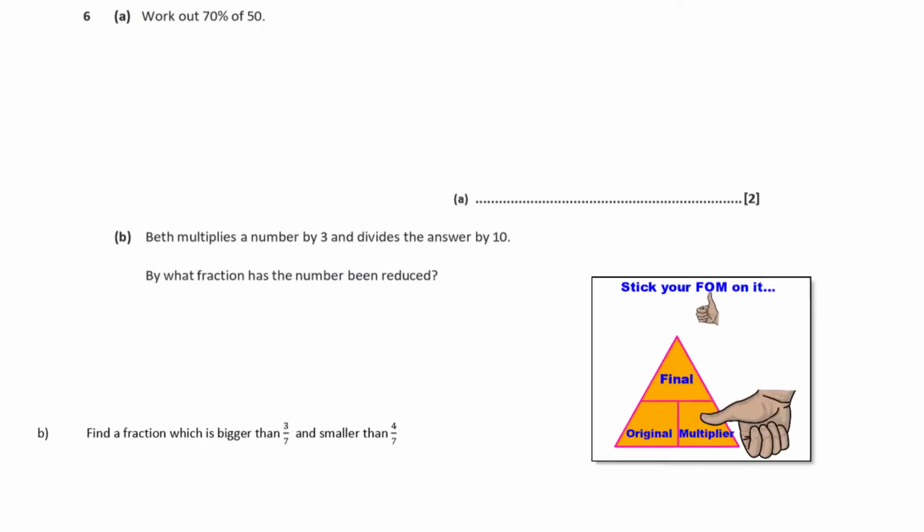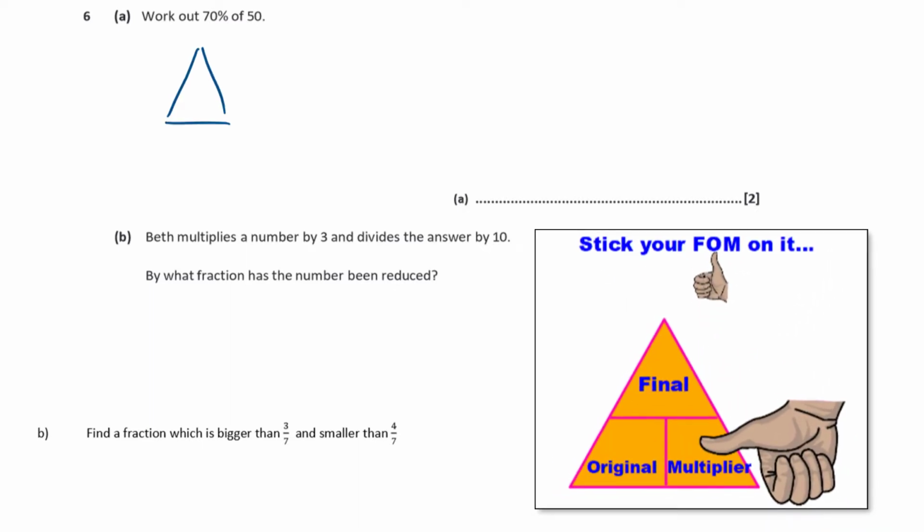Question 6a, work out 70% of 50. So I'm going to use the FOM triangle that I often use for percentages. Final, original, multiplier. Now in this case, which ones have we been given? We've been given 70%. Now that is the multiplier, well, it would be if I put it as a decimal. 70% as a decimal is 0.7.